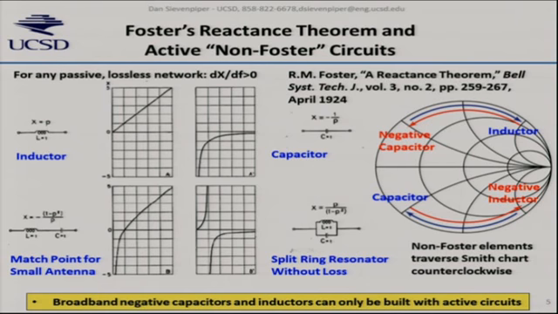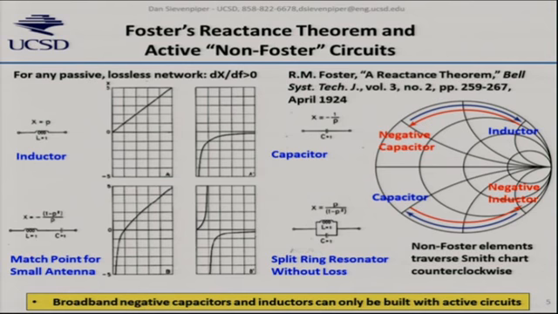Now, thinking about these in terms of the Smith chart, as many of us in RF design like to do, notice an inductor is on the top half going in the clockwise direction around the Smith chart, a capacitor also going in the clockwise direction on the bottom half. So a negative capacitor would just be the mirror image of that going in the counterclockwise direction, similarly for a negative inductor.